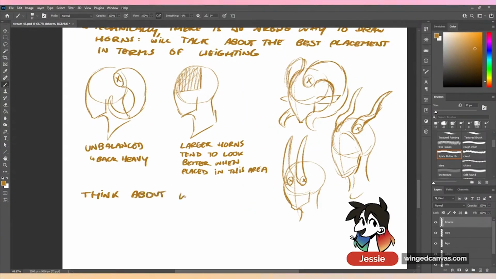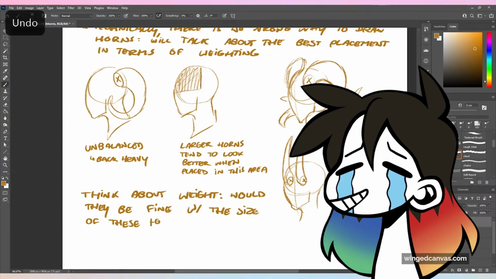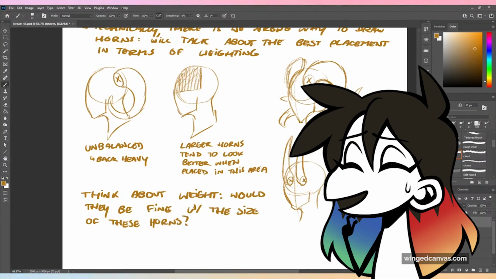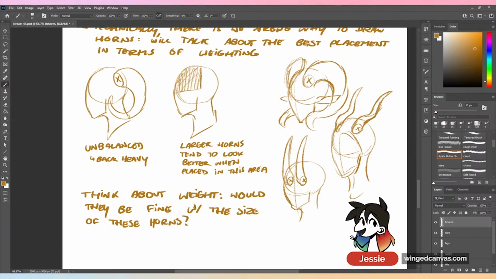You just really need to think about the weighting. Would the character be okay with the size of the horns that you're placing on the head? Think about how heavy those horns probably are, right? Horns are not super, super light. So depending on how large they are, where do you think on the head they should be placed? And that's really up to your own discretion.